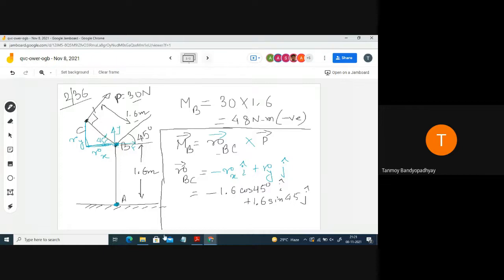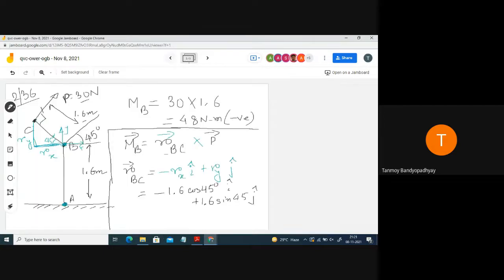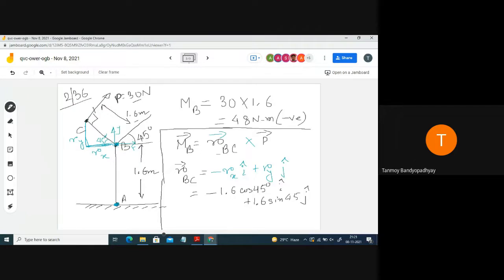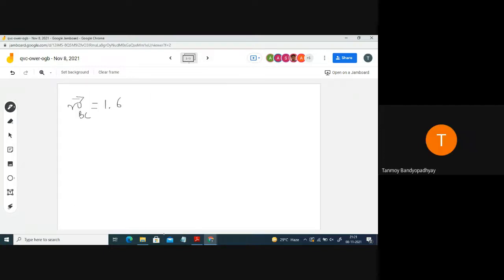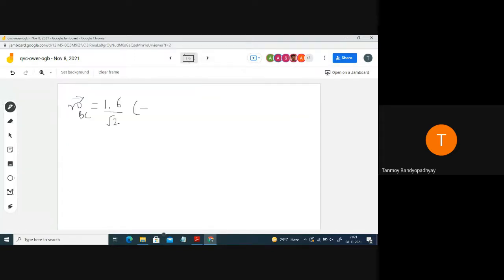So let me write it now here. So this was R BC. So this position vector came out to be something like... you can take minus as common also, but just 1.6 I am taking out as common. So this is 45. So sin 45 and cos 45 both are what? Same, 1 by root 2. So that 1 by root 2 you take as common. So inside you are only having minus i cap plus j cap.